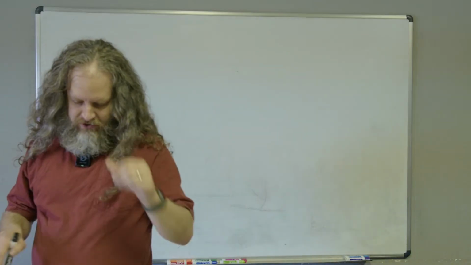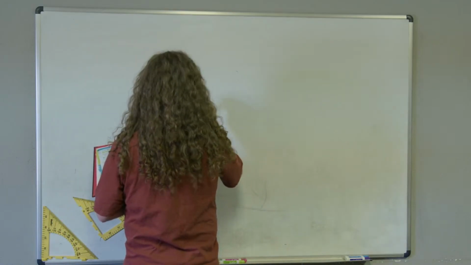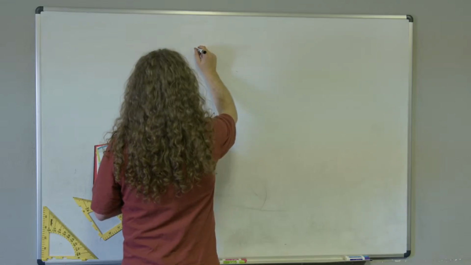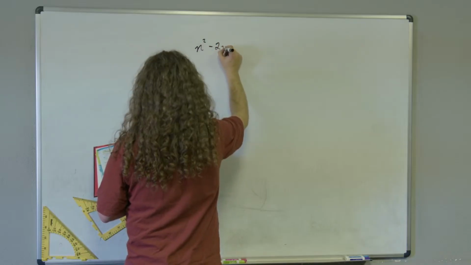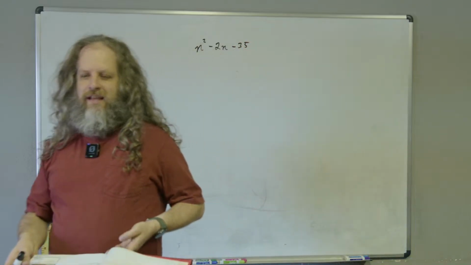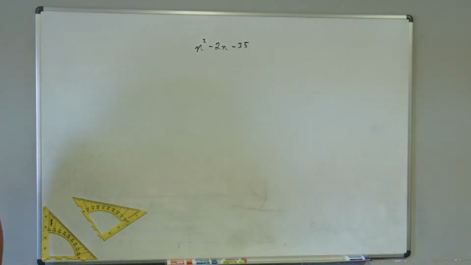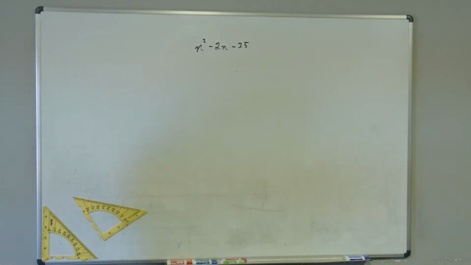So, let's start with an example. N squared minus 2n minus 35. I will note that in the instructions in the homework set that's coming up, it says factor each polynomial, confirm with a graphing calculator. Don't do that part because you probably don't even have one of those. And even if you do, I'm not going to teach you how to do it because that's a waste right now.